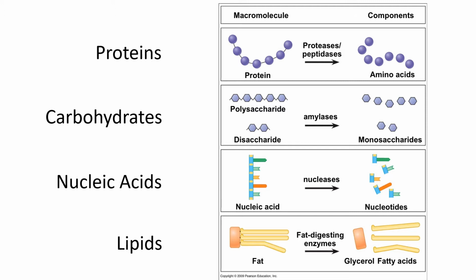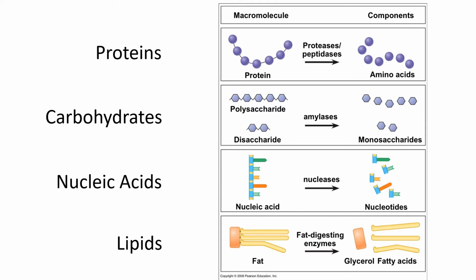So proteins are going to be ultimately broken down into amino acids. Carbohydrates are going to be broken down into monosaccharides. Nucleic acids are going to be broken down into nucleotides. And lipids are going to be broken down into glycerol and fatty acids.